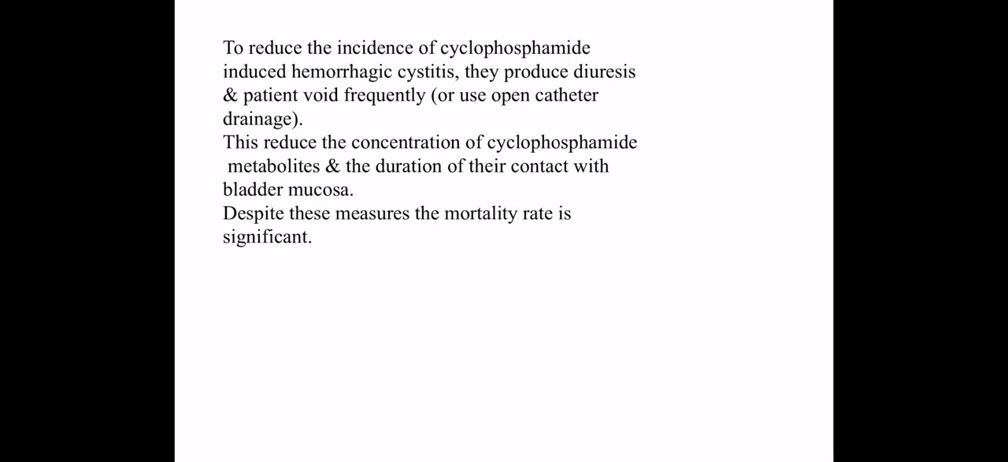To reduce the incidence, prophylaxis for cyclophosphamide-induced hemorrhagic cystitis is by giving diuresis and telling the patient to void frequently, to decrease the contact of the drug with the bladder mucosa, in an attempt to reduce the concentration of cyclophosphamide metabolite and the duration of their contact with the bladder mucosa. Despite these measures, the mortality rate is significant.